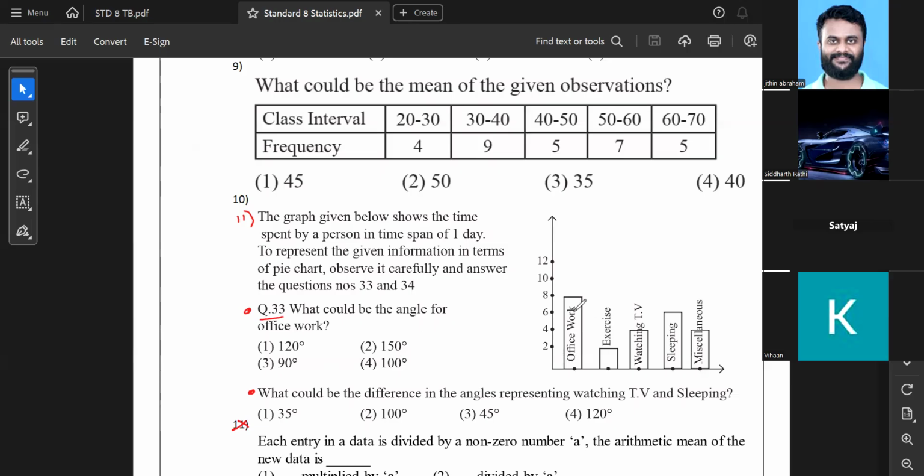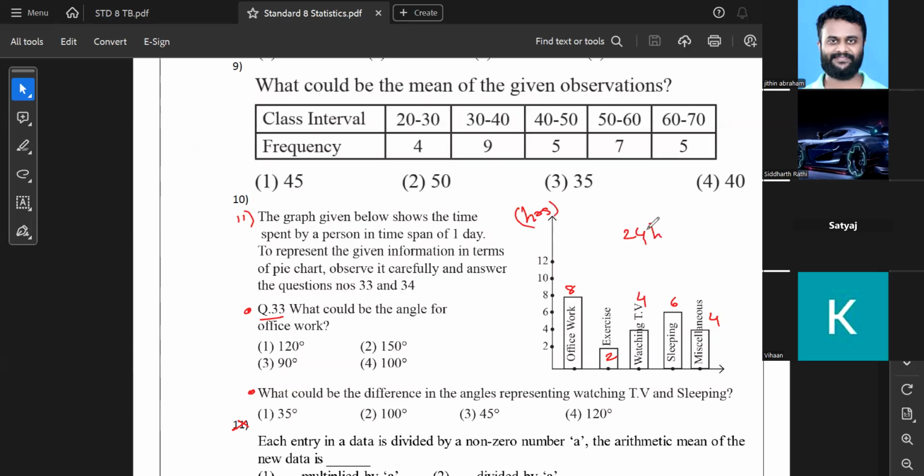Okay. So first of all, office work. For office work, 8 hours, exercise 2 hours, watching TV 4 hours, sleeping 6 hours, and miscellaneous again 4 hours. When you add all these numbers, 2 plus 4 plus 4 is 10, and 14, 24. So total 24, not hours, my bad, it's days. Person in time span of 1 day. Oh, my bad. They are in hours. They should have mentioned it over here.